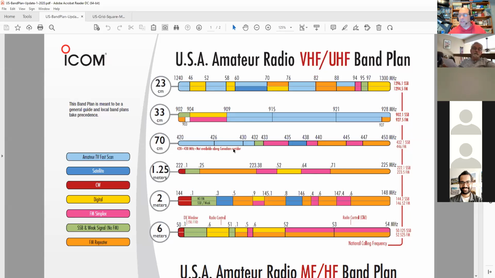Okay, license classes that are available from the FCC right now. They are the technician, the general, and the amateur extra. I don't know why it's called amateur extra, but that's what it's called. A license is good for 10 years. You do not have to get retested after 10 years.